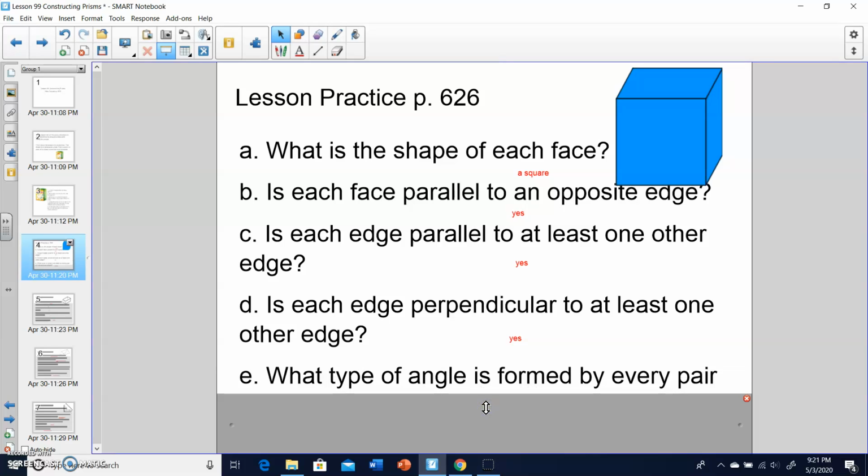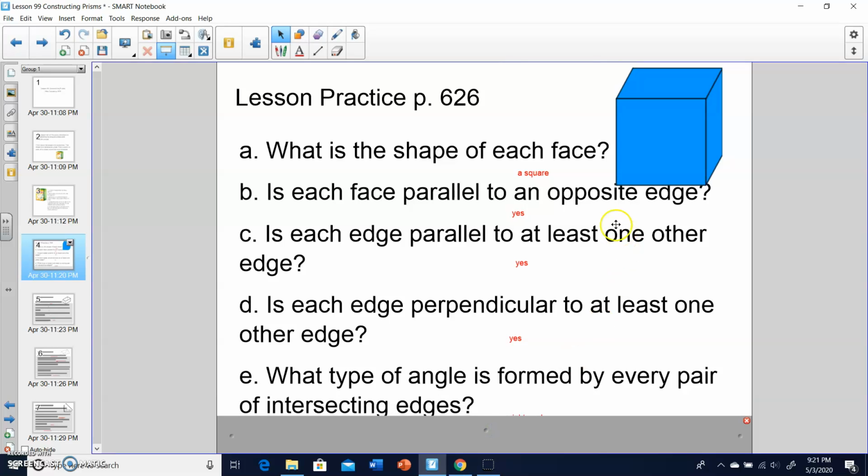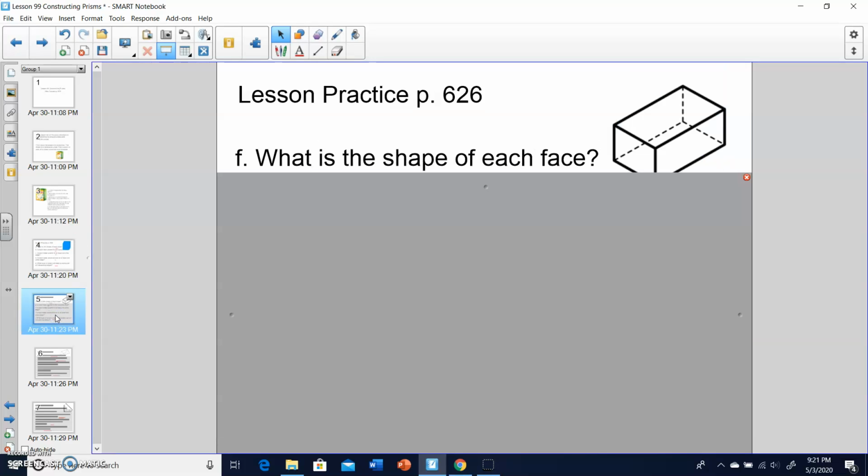What type of angle is formed by every pair of intersecting edges? Here we have an edge intersecting with an edge here. Here we have an edge intersecting with an edge here. What are all of these forming? This question will help a lot more if you have your cube made. But they're all right angles. Every angle in a cube is a right angle. Going on to the second part, using the rectangular prism.